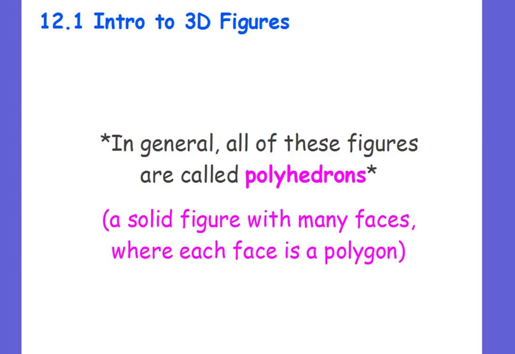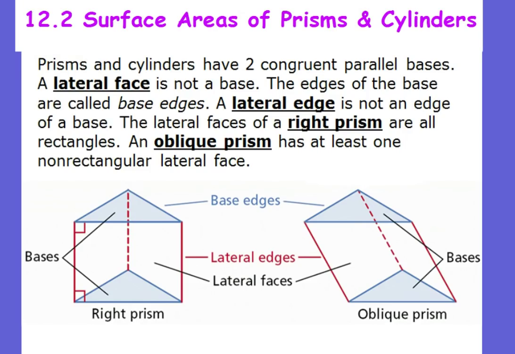Okay, so in the previous chapter, when we dealt with area and perimeter of polygons, we were talking about 2-dimensional shapes. In 3 dimensions, we don't call them polygons anymore. They're called polyhedrons. Just an FYI there. It just means a solid figure with many faces where each face is a polygon.